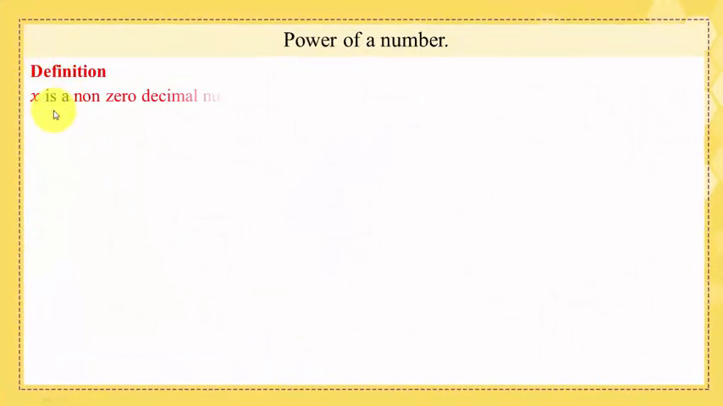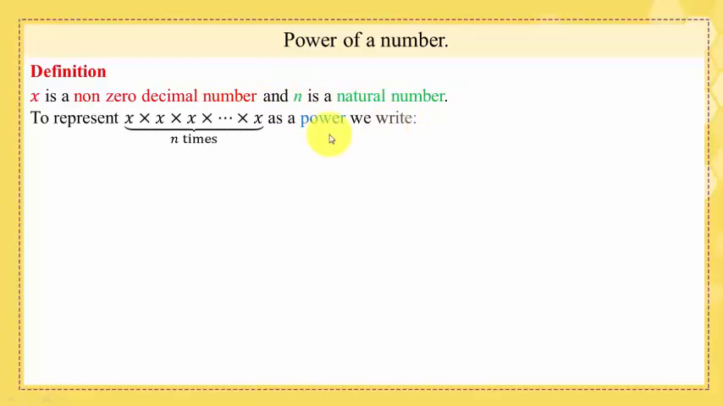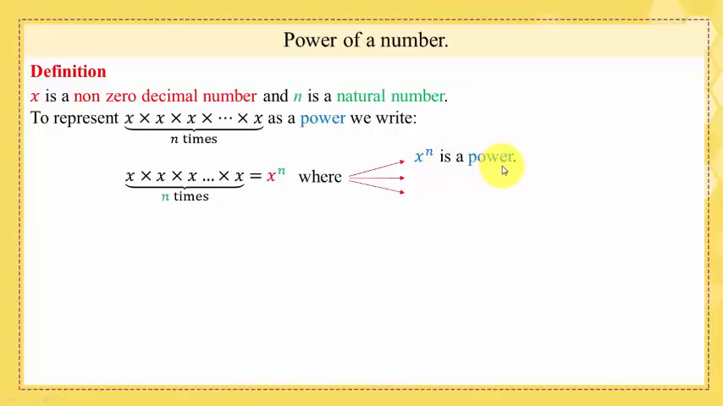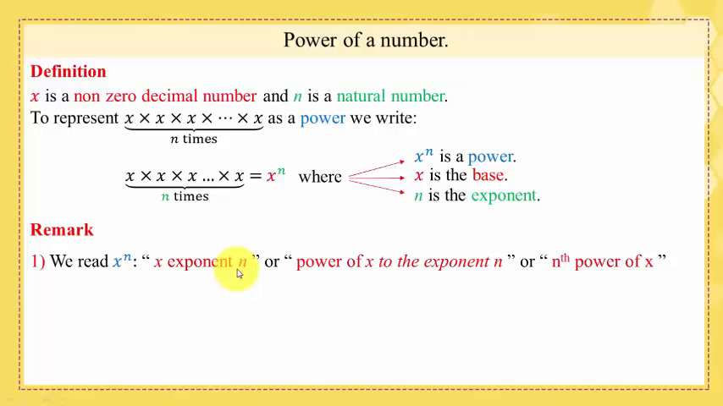Definition: x is a non-zero decimal number and n is a natural number. To represent x multiplied by itself n times as a power, we write x^n, where x^n is a power. X is the base, n is the exponent, which is the number of times. Remark: we read x^n, or power of x to the exponent n, or nth power of x.